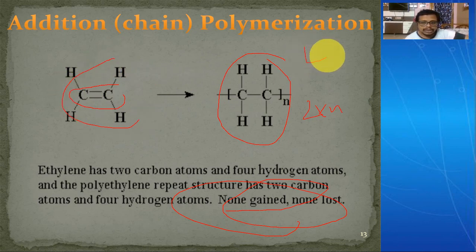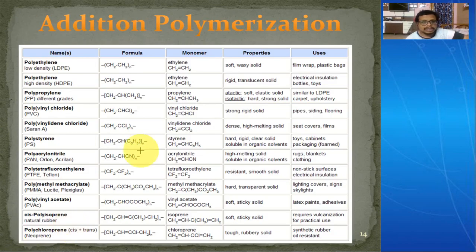In the polymers also there must be 4n, so there is no chance of leaving hydrogens. So addition is a chain polymerization, which is a chain structure, and in this polymerization there is no chance of removing any molecule.